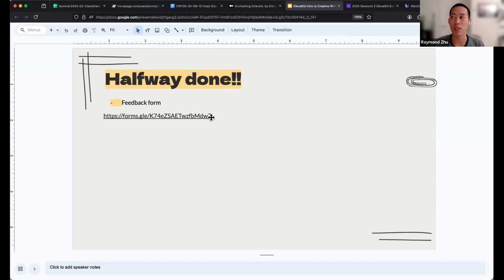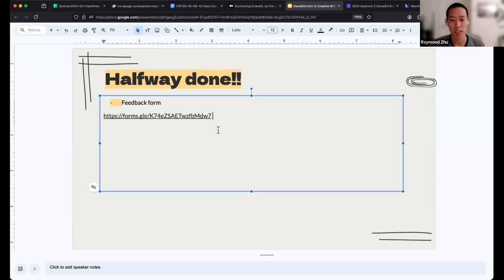I won't be able to figure out who's who. So anything you feel like we're doing well, we're not doing well, feel free to put it on there. The more you write, the better this class will get and the better your experience will get, hopefully. And I'm giving you 10 minutes in class to do it. So try to take your time and be as thorough as possible.